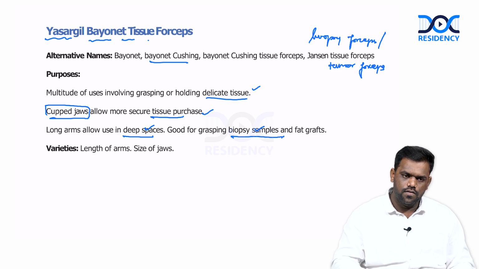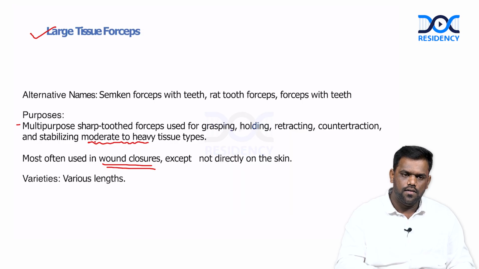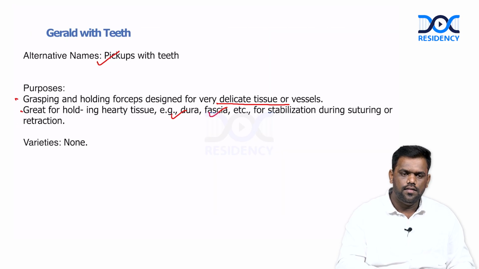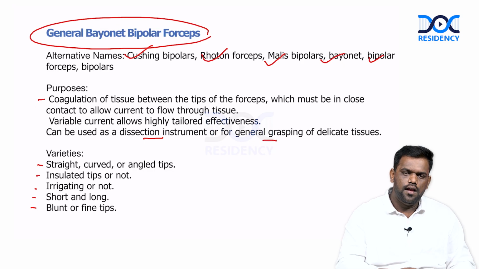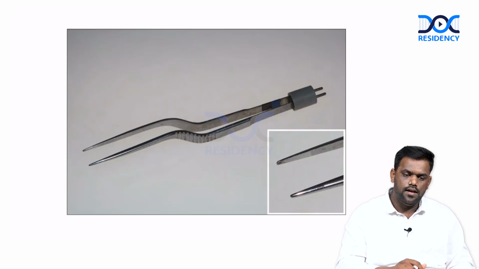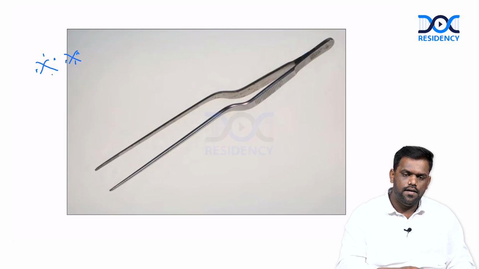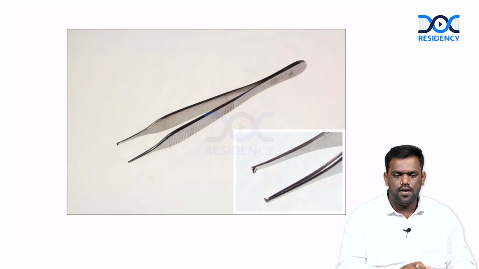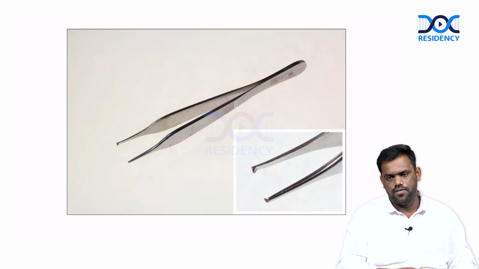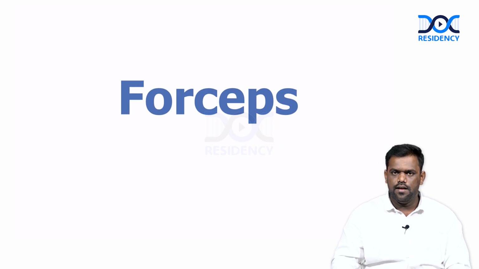Let's go for a revision on the forceps. Your Yasargil bayonet tissue forceps. This is a Takashi forceps. This is a large tissue forceps, and this is a Gerald with the teeth. This is a general tissue forceps. This is a general bayonet bipolar forceps. This is a DeBakey forceps. This is a bayonet tissue forceps. This is an Adson-Brown forceps. Okay, these are the various forceps that we have seen and their basic uses.